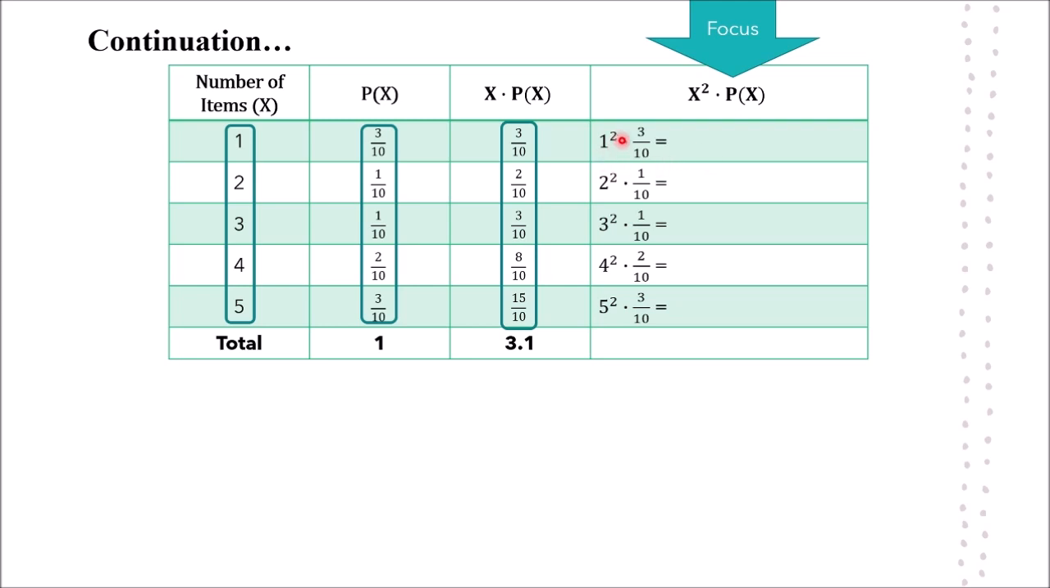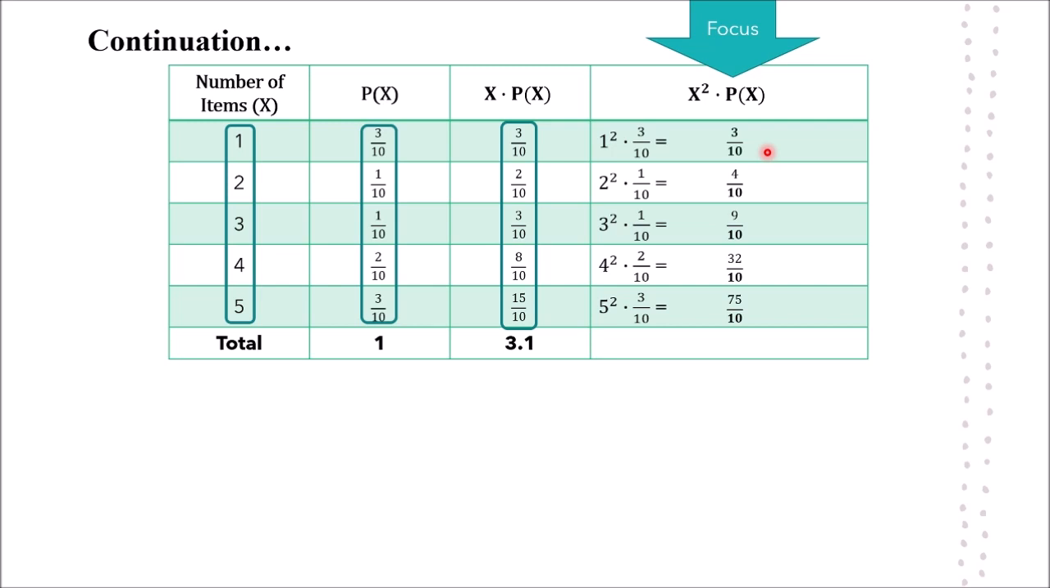To solve, we just need to multiply the two numbers. So we have 1 squared times 3 over 10 is equal to 3 tenths. Following the same process, we have 2 squared times 1 over 10 is 4 tenths. Next, 3 squared times 1 over 10 is equal to 9 tenths. And 4 squared times 2 over 10 is equal to 32 over 10. Lastly, we have 5 squared times 3 over 10, and that is 75 over 10. Notice that I haven't simplified each of the products because it will be easier for us later on to add everything if the denominators are the same.